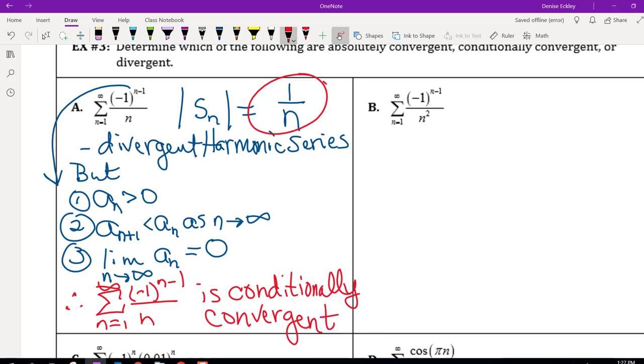All right, so let's look at another one. If you're asked to determine if it's absolutely convergent or conditionally convergent, the first thing you should do is check for absolute convergence. Because if it's absolutely convergent, you're done. That's all you have to do. You don't have to do anything else like we did with part A. So at part B, the first thing I'm going to do is look at this series.